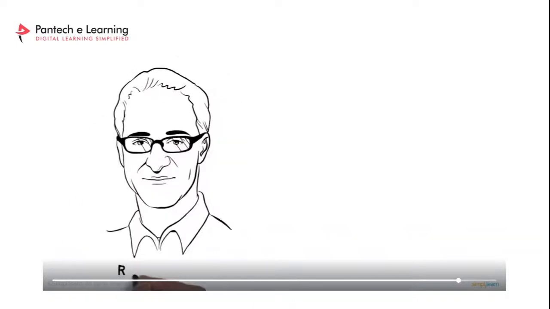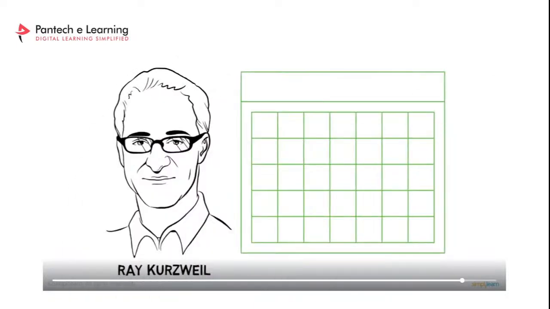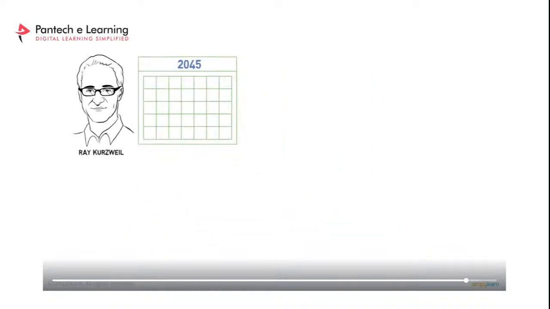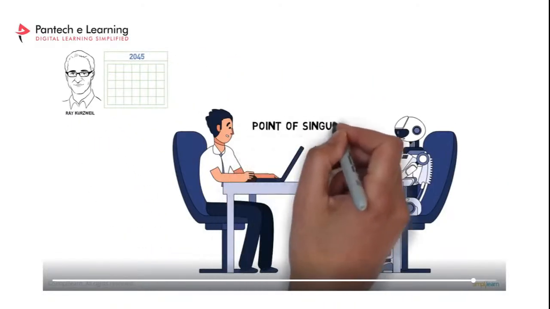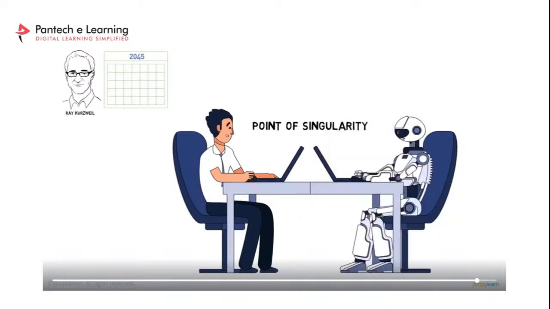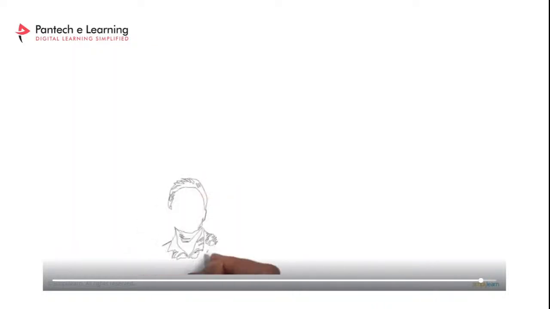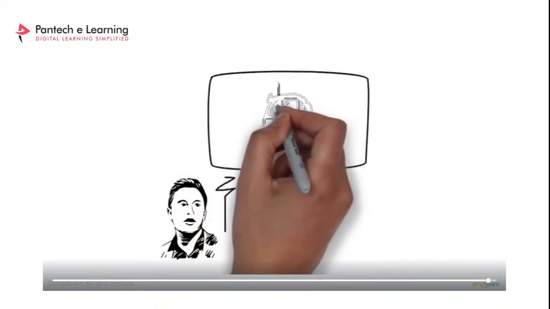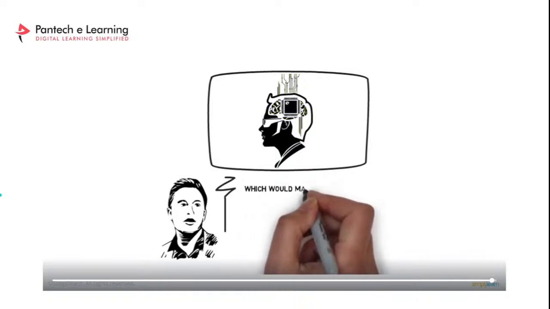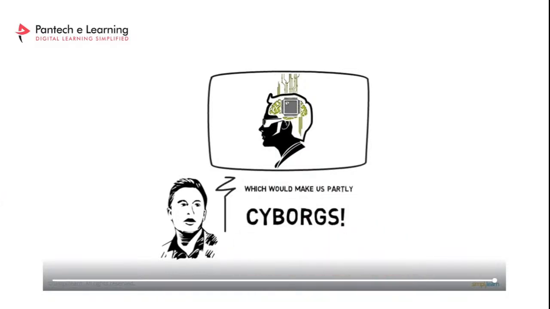Ray Kurzweil, a well-known futurist, predicts that by the year 2045, we would have robots as smart as humans. This is called the point of singularity. Well, that's not all. In fact, Elon Musk predicts that the human mind and body will be enhanced by AI implants, which would make us partly cyborg.